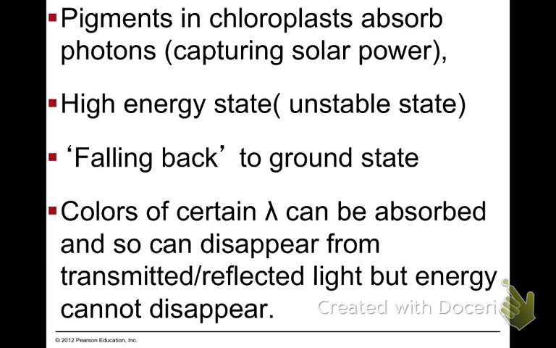Okay, the pigments in a chloroplast absorb the photons, capturing solar power. Now, to explain this a little more, long ago when I was dealing with chapter 2 with you guys, I had told you that any time there are atoms, they have electrons moving in their orbitals. The electrons in the outermost orbital are highly unstable, and when they get energized by heat energy, light energy, whatever energy they encounter, they move to a very unstable, high energy stage.